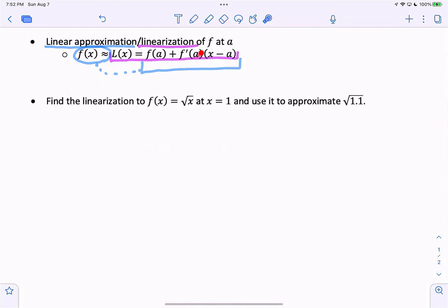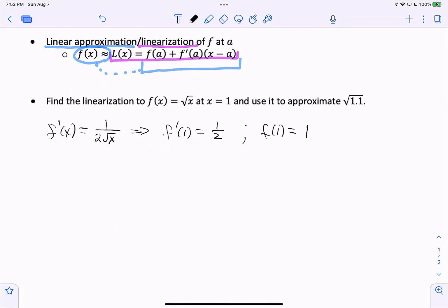Folks, the first thing we need is the derivative of f evaluated at 1. f prime of x is going to be 1 over 2 times the square root of x, which means that f prime of 1 is equal to 1/2. a is equal to 1. I need f of a. As it happens, f of 1, the square root of 1, is equal to 1.